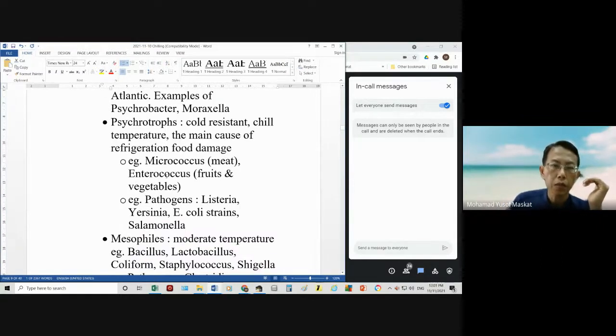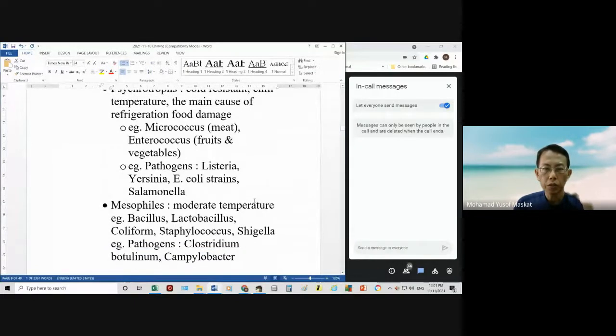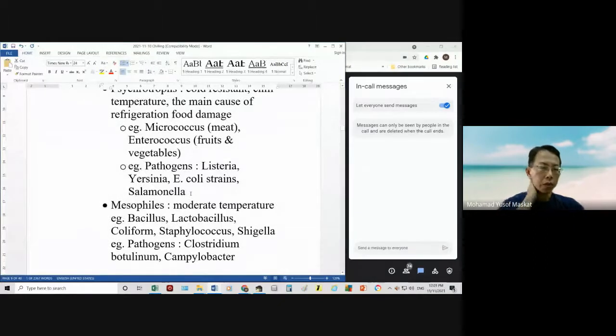And then there are psychrotrophs. Psychrotrophs meaning that it can tolerate, doesn't like it, but it can tolerate. It is cold resistant, chill temperature. The main cause of refrigeration food spoilage. For example, like Micrococcus in wheat, Enterococcus in fruits and vegetables, pathogens, cases of Listeria, Yersinia, and E. coli strains, and also Salmonella, among others. So those are psychrotrophs, because it does not like cold, but it can tolerate it, meaning that it can grow at that temperature.